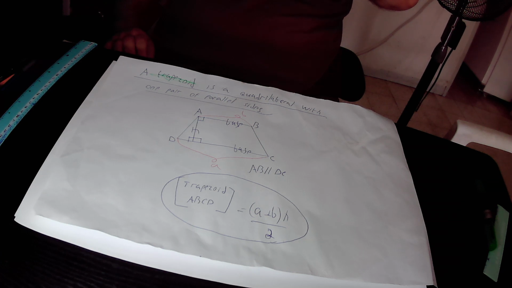So, I repeat again that a trapezoid is a quadrilateral with one pair of parallel sides. And the area of a trapezoid is equal to the sum of its two parallel bases times the height h over 2. The height h must create 90 degrees with the two parallel bases.